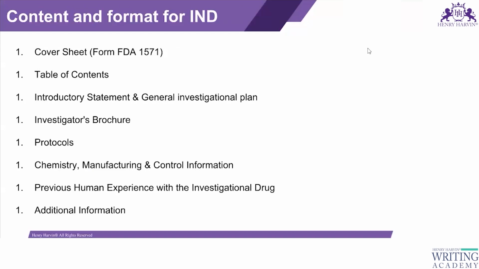So first is the cover sheet, which is form number FDA 1571. Then after that, the table of contents. Then the introductory statement and what will be the general investigational plan to conduct the clinical studies further. Then the investigator's brochure is attached along with the clinical study protocol. Then CMC, that is chemistry, manufacturing and control information, like how the drug will be manufactured, what quality analysis will be done, and how the controls like sterility will be achieved.